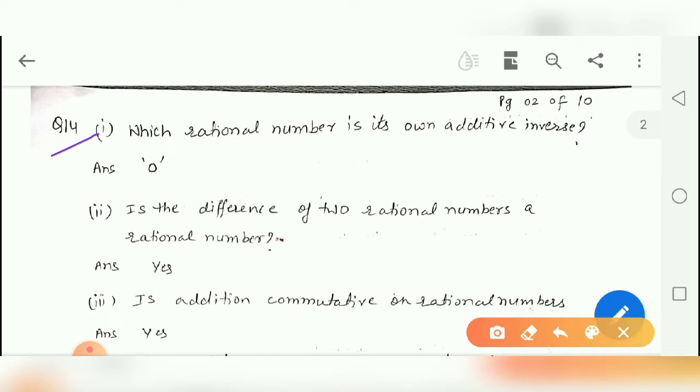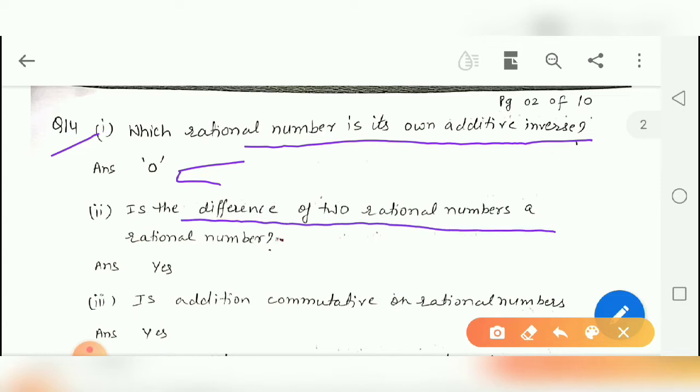The first part is which rational number is its own additive inverse, so that is 0. Similarly, the second part is the difference of two rational numbers is a rational number? Yes, it is. Yes.